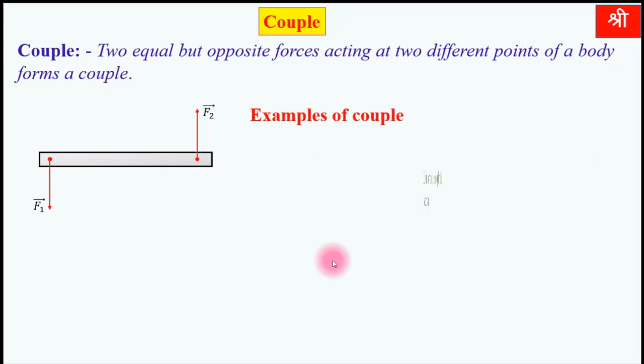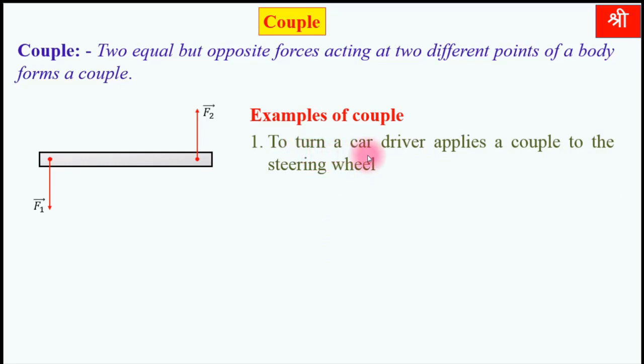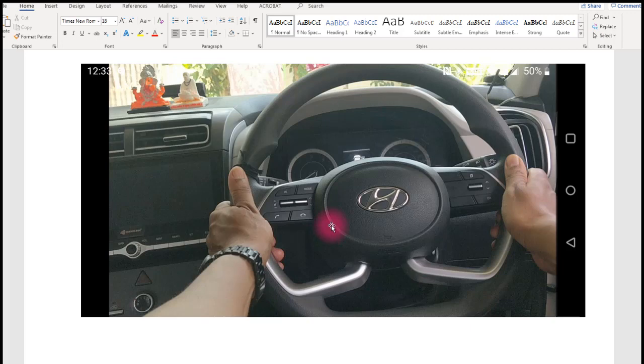Examples of couple are, number one, to turn a car, the driver applies a couple to the steering wheel. Couple means equal and opposite forces. While we drive a car, when we want to turn the car, we apply a couple on the steering wheel. With one hand, we apply a force in one direction, say in the backward direction. Then with the other hand, we apply a force in the opposite direction, that means the forward direction, due to which this steering wheel turns. Couple produces rotational motion.